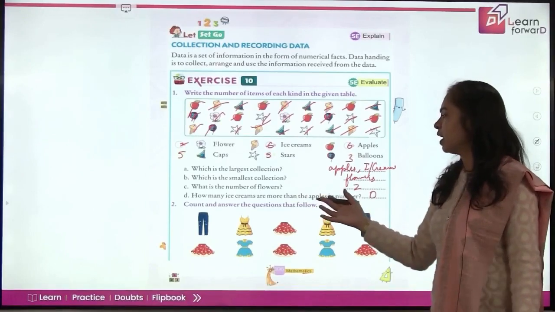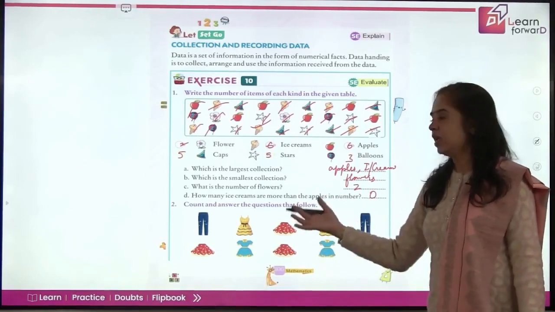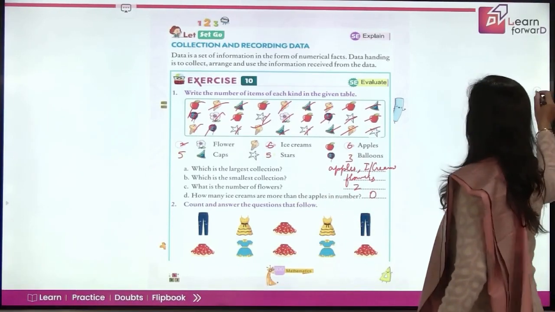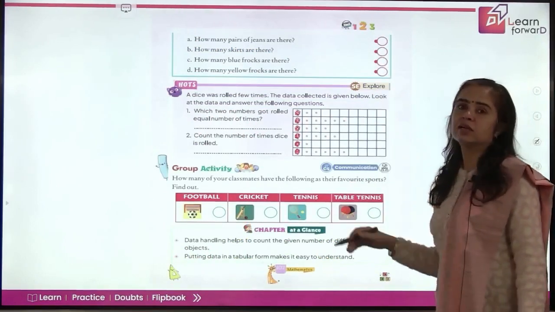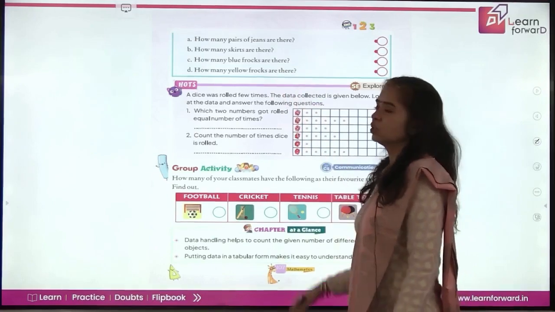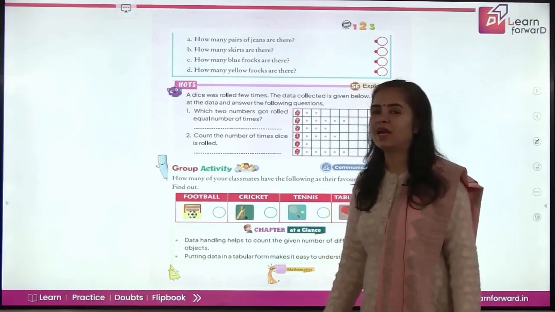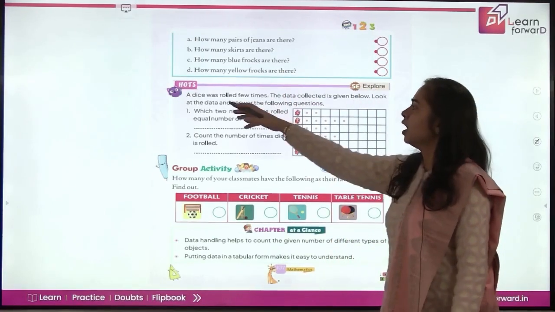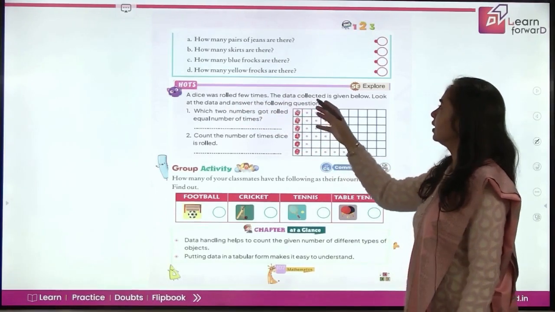Now count and answer the questions that follow. So here are some dresses. Based on that, you will have to interpret and answer these questions. That is for you to practice yourself and have fun. Now a dice was rolled a few times. The data collected is given below.